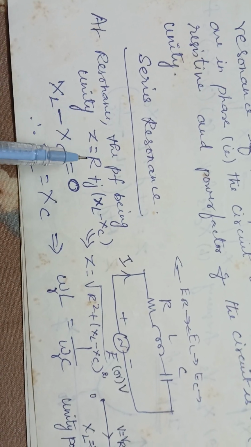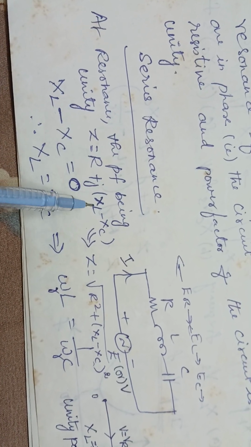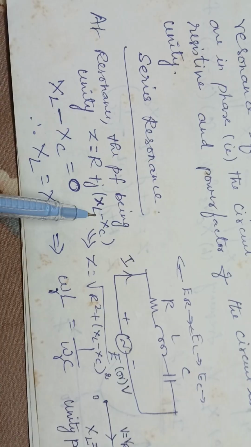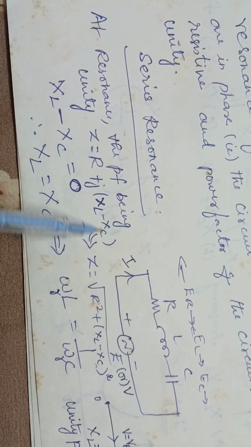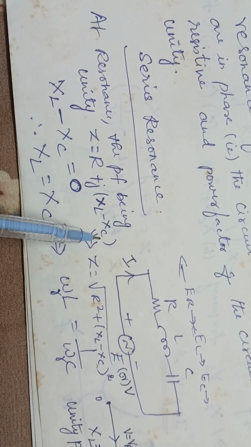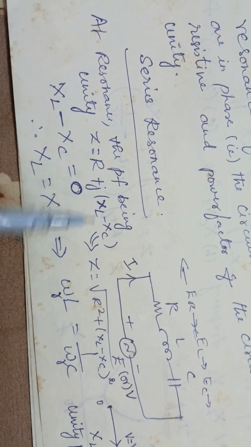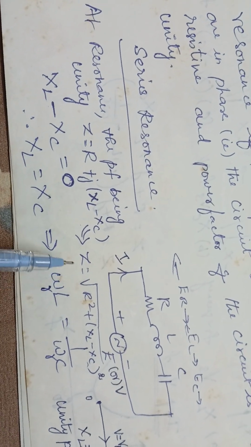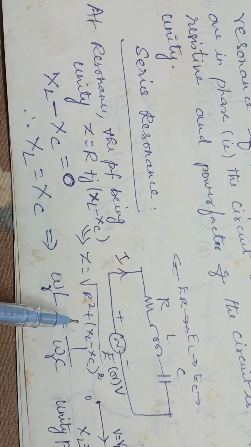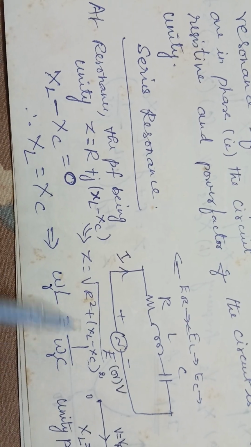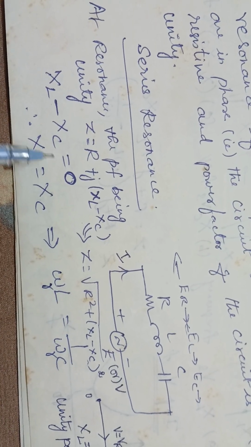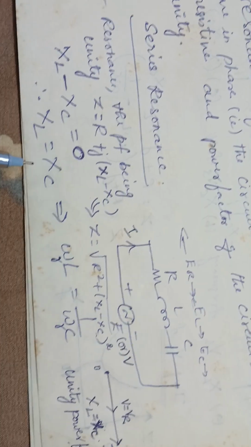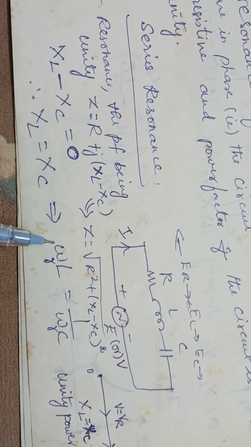So Z is equal to R plus j(XL minus XC), the difference between XL and XC. In terms of magnitude we can write it as Z is equal to square root of R square plus (XL minus XC) the whole square. So XL minus XC is equal to 0, XL is equal to XC. So what is the resonant condition?